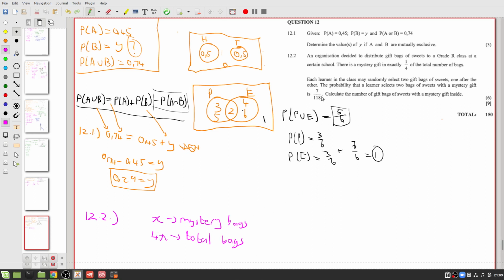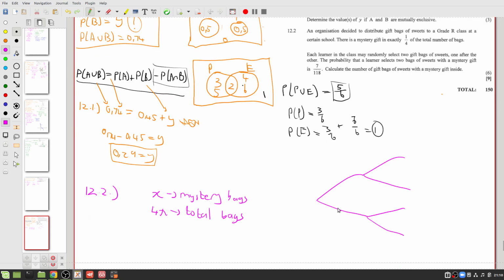Now, we've covered that part. Now, a learner may randomly select 2 gift bags of sweets, one after the other. So what they want to do is they want to select one bag and then select another bag. So I'm just going to draw a tree diagram to represent this information. Right? So this will be the first bag and this will be the second bag. Okay. Now, let's say at the top, most likely is they're not going to get the mystery sweet, right? So 3x out of 4x bags will not contain the mystery gift. So we don't really care about that.